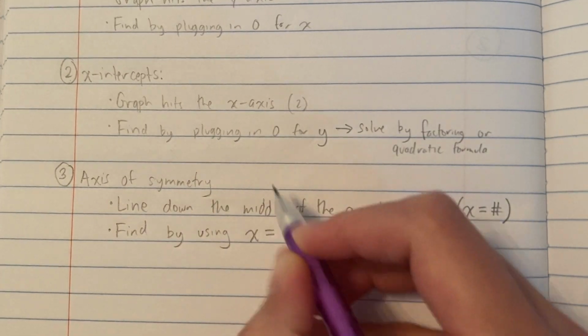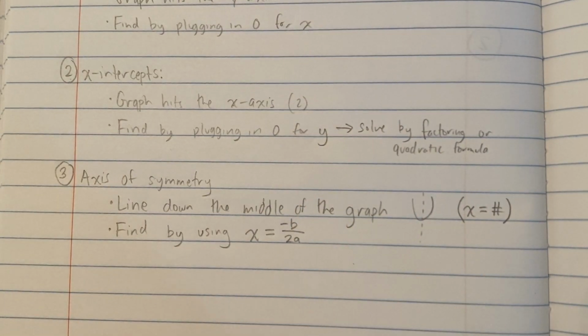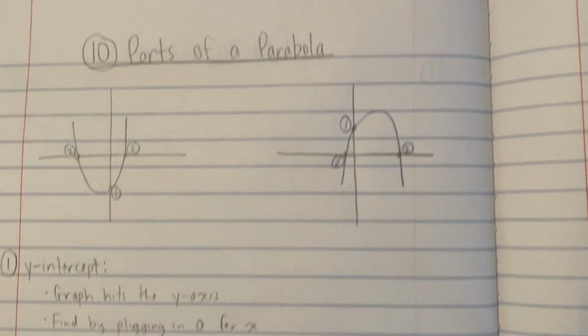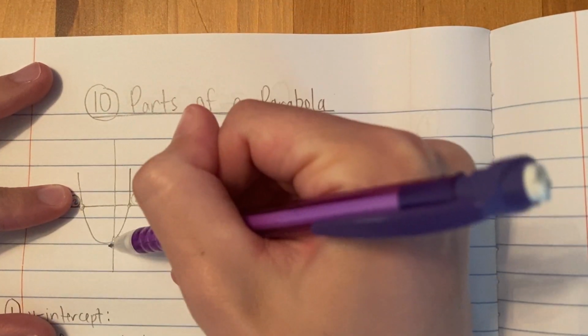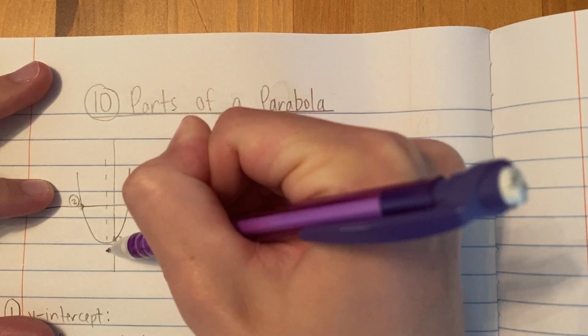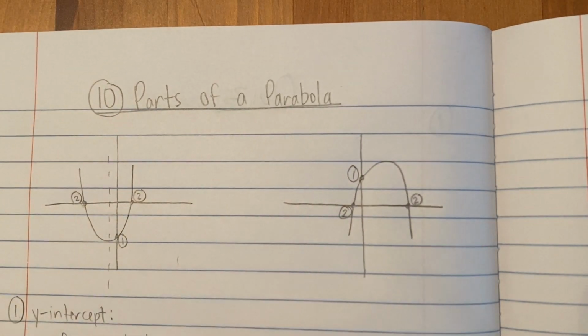We say x equals, and you've seen this before, negative b over 2a. Okay, and so you'll see more of this. Don't worry about it right now. But what you need to know for now is the axis of symmetry looks like this. On this graph, you can see it kind of divides in half over this line, right? If I were to fold the graph over that line, it would be the same on both sides.